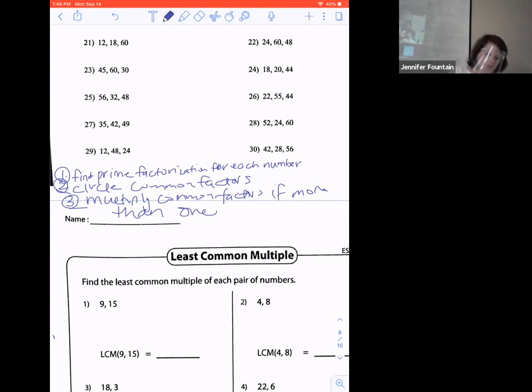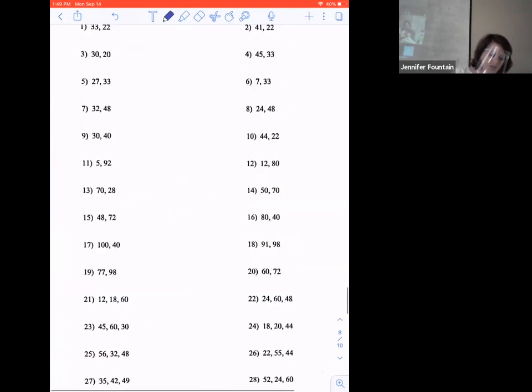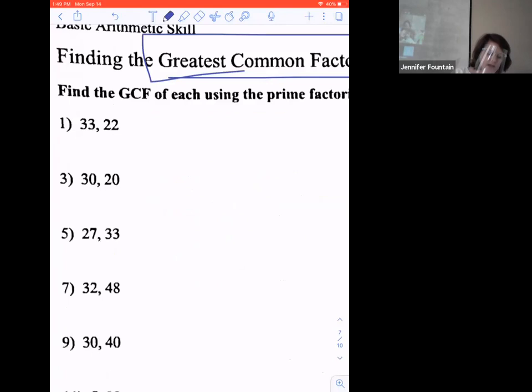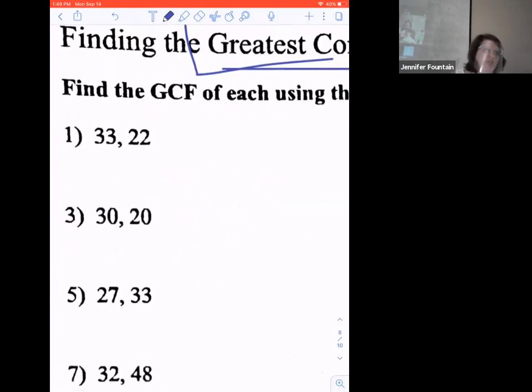Okay, so let's go ahead and take a look. I've got 33 and 22. What is my smallest prime factor of 33 going to be? 3. And 33 is going to be 3 times what? 11. And 11 is prime, isn't it? So that's all we've got to do. For 22, what is my smallest prime factor? 2. And that's 2 times 11.